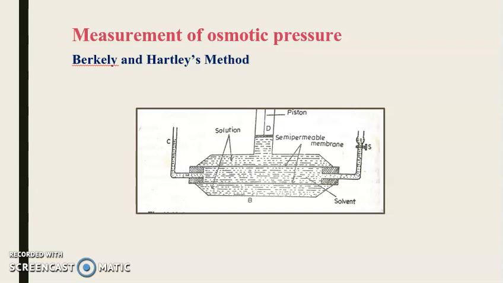So osmosis will take place. The level of solvent at C will decrease due to osmosis. To maintain the level, a pressure is applied. The pressure will stop osmosis. We can measure that pressure and that will be the osmotic pressure. So this is all about osmosis and osmotic pressure.